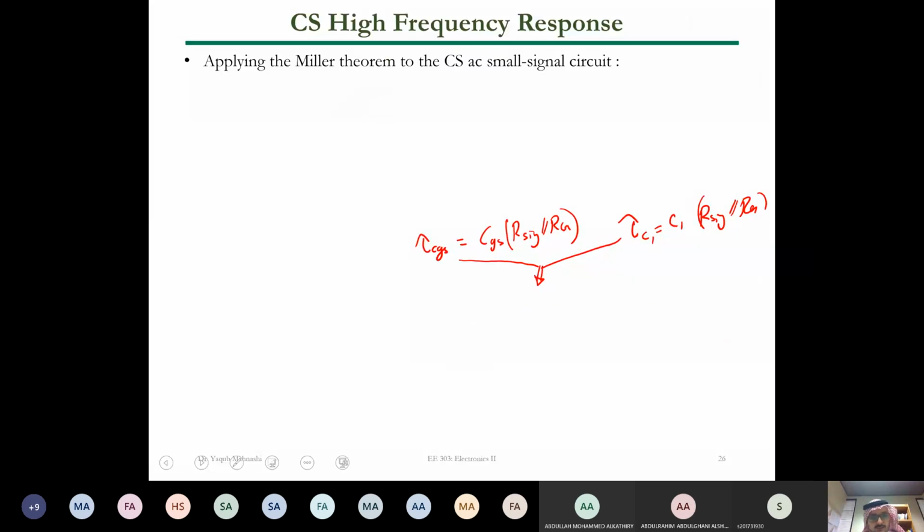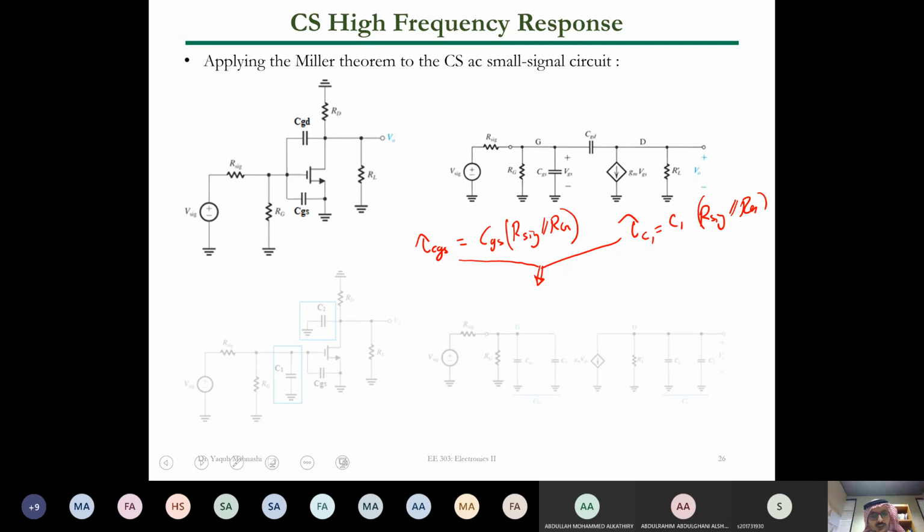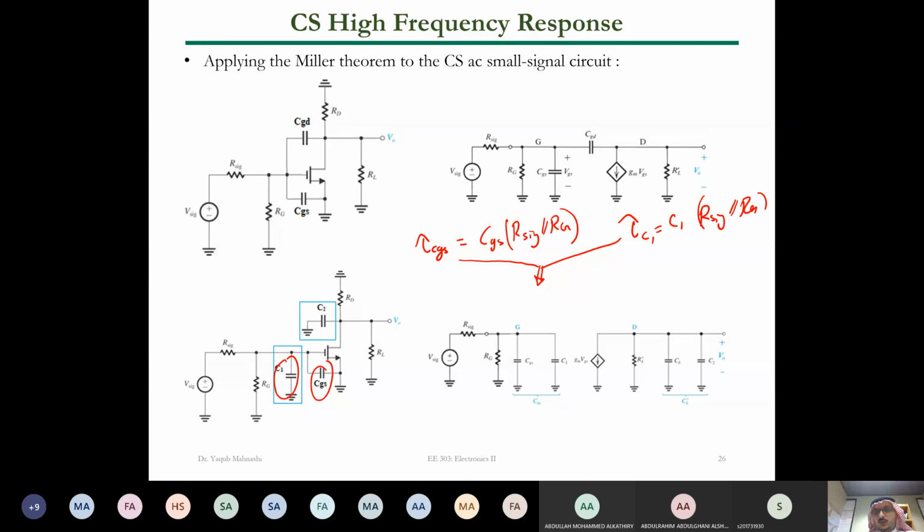Okay. So as I said, CGS and C1 appear in parallel. This one and this one appear in parallel, so why not sum them up? This is what we call tau N. The input pole, 1 over tau N, equals the summation of these capacitors, C1 plus CGS, multiplied by the same resistance, RG. We'll find C1 in the next slide, but hopefully this is okay for you.